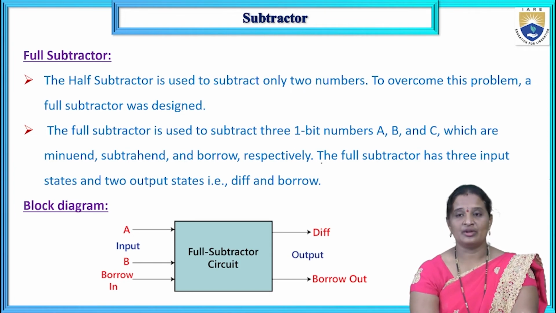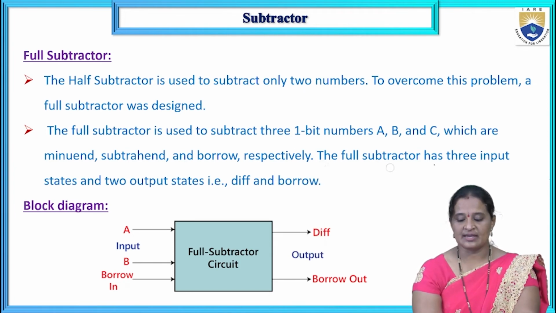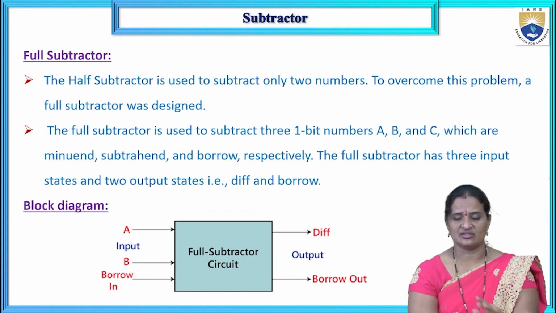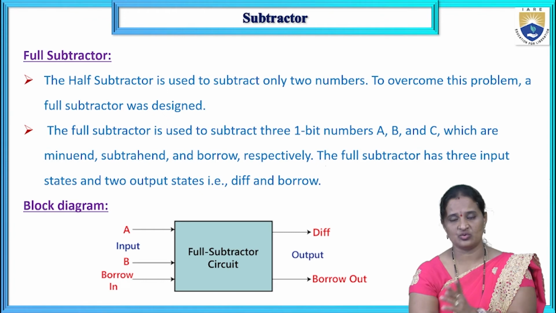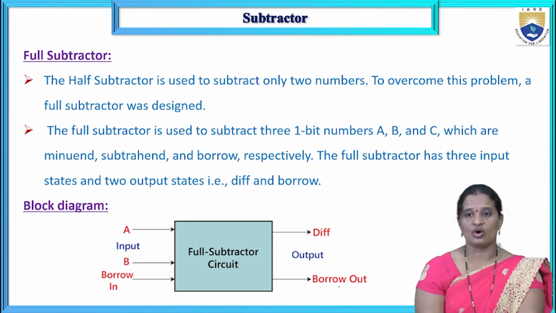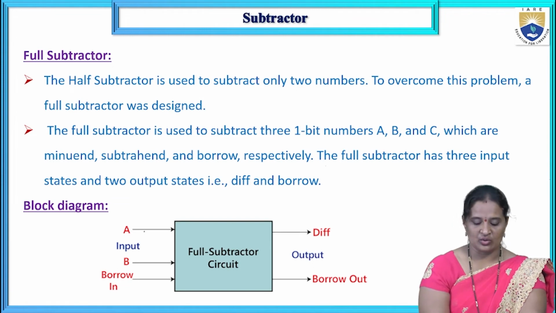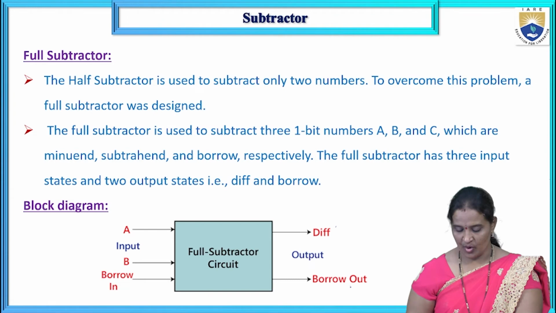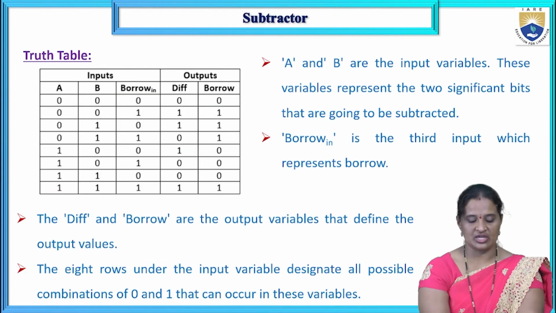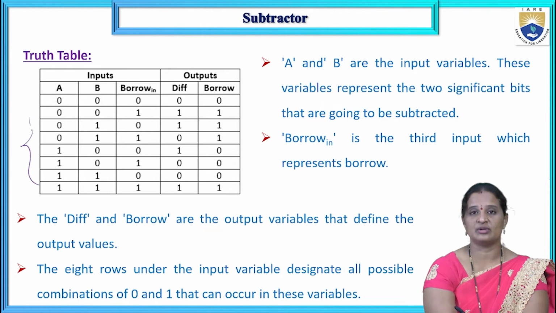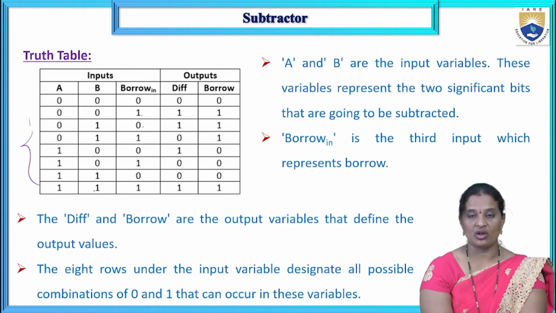Borrow respectively. So the full subtractor has three input states and two output states. Any subtraction can result in two outputs: one is difference and the other one is borrow. So this is the block diagram of the full subtractor: three inputs A, B, borrow in, and difference and borrow outputs. Now coming to the truth table, this is the truth table here. As we have three inputs, we have 8 possible combinations: 0, 0, 0, 0, 0, 1, 0, 1, 0 and so on up to 1, 1, 1.